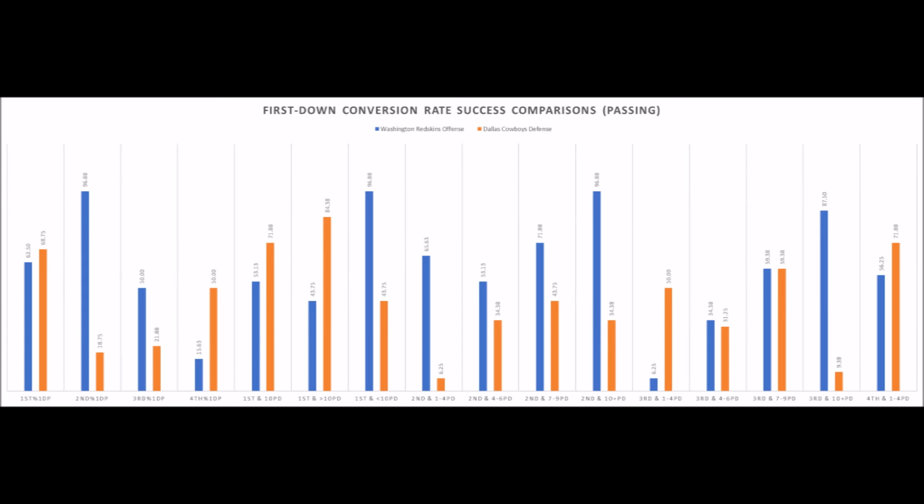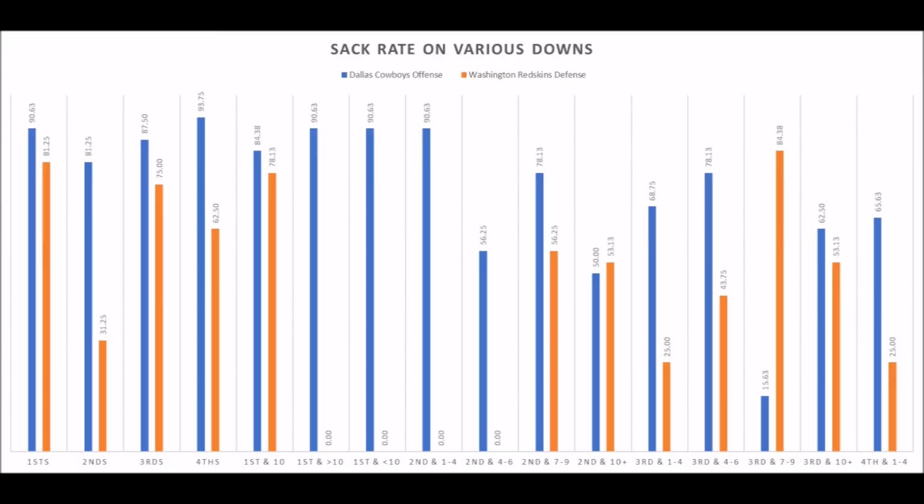So the Cowboys defense gets a lot of sacks, but that's about it. Like every other defensive category, they're just not getting it done the way they need to get it done to be a good balance for this offense. Then, of course, you look at sack rate. Cowboys offense versus Redskins defense when it comes to sacks: heavily in favor of the Cowboys in this particular aspect on every single down.